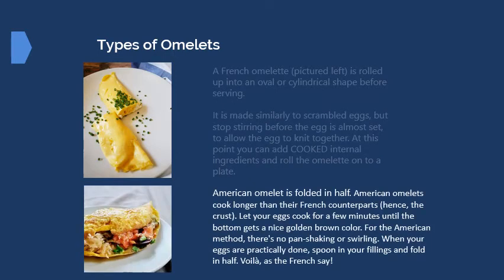The American omelet is folded in half. American omelets cook longer than the French counterparts, hence the crust. Let the eggs cook for a few minutes until the bottom gets a nice golden brown color. For the American method, there is no pan shaking or swirling around. When your eggs are practically done, spoon in your fillings and fold in half. Voila, as the French say.